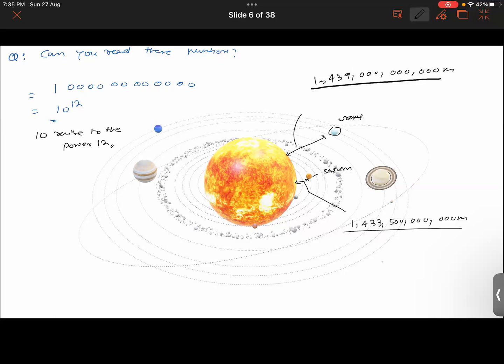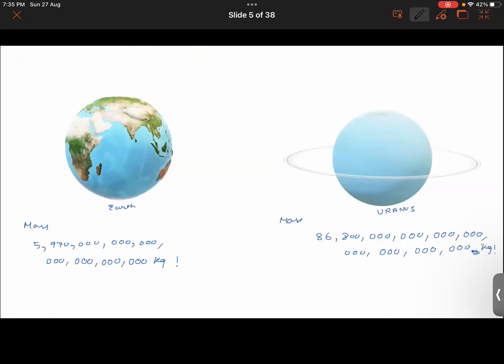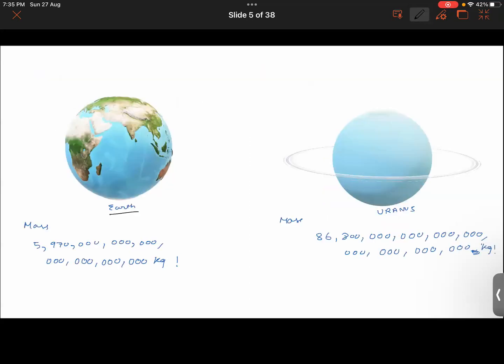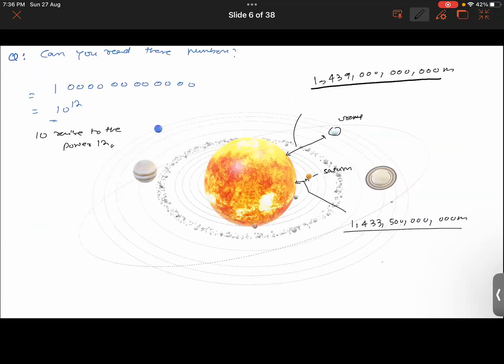Yes, sir. So we have just started the chapter. We have already covered the basics, but a few things we were visualizing here. Here you have Earth and Uranus, and look at the given masses of the two planets. How many zeros are there in their mass? And look at another figure, that of the solar system. Suppose the distance between Uranus and Sun is approximately this much.